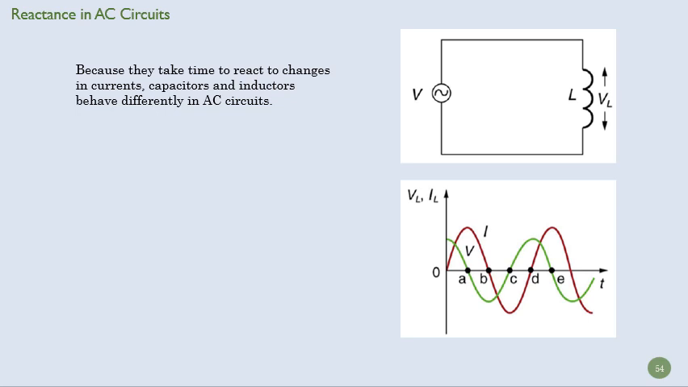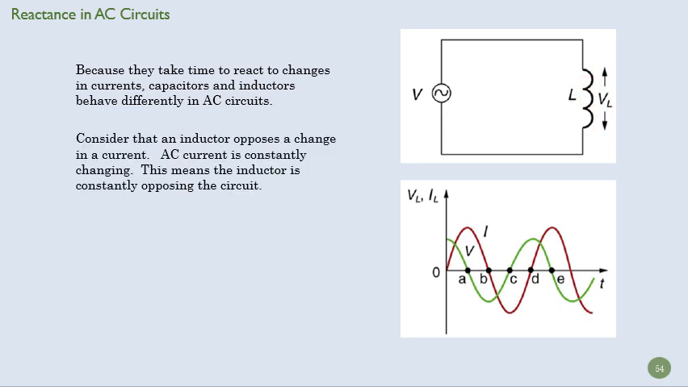But in an AC circuit, that voltage is moving back and forth all the time. So the current is changing directions through that inductor or a capacitor. And that means that it's constantly being affected by the characteristics of that inductor or that capacitor.